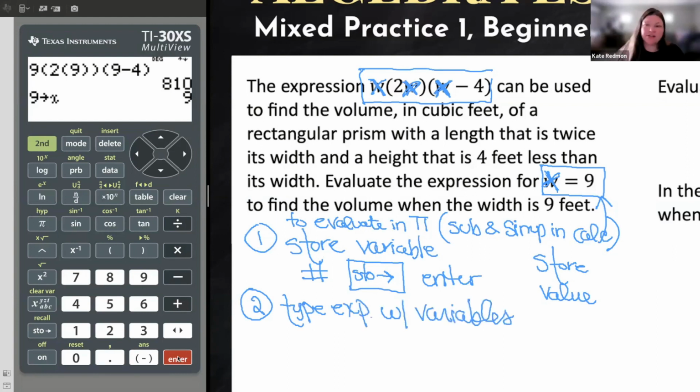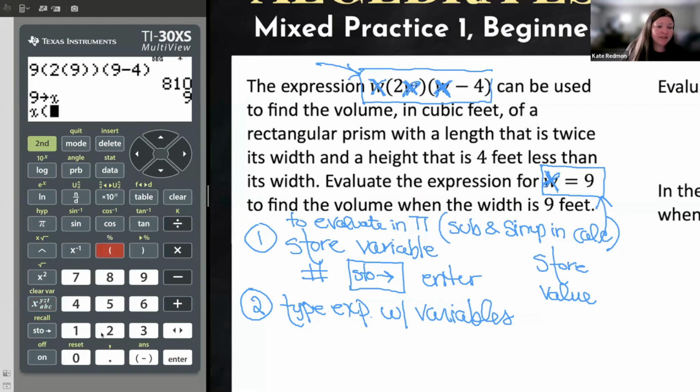You're just communicating to your calculator what expression to substitute that stored value in. So your last step you just said to it was, every time you see X, I want you to put in 9. That's what you told your calculator when you said store. So we are going to type this entire expression up at the top with the variables in.